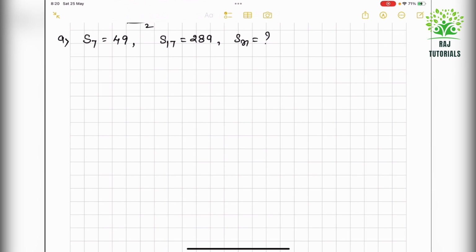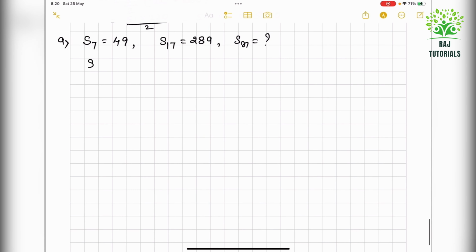Now the ninth one, it says if the sum of first 7 terms of an AP is 49 and that of 17 terms is 289, find the sum of first n terms. So I know S7 is 49, S17 is 289. Now we know that Sn equal to n by 2 into (2a plus (n minus 1)d).